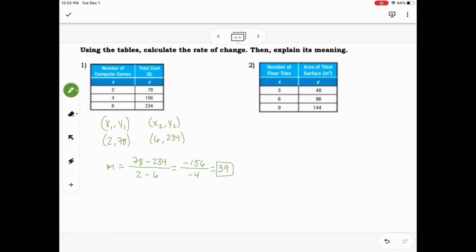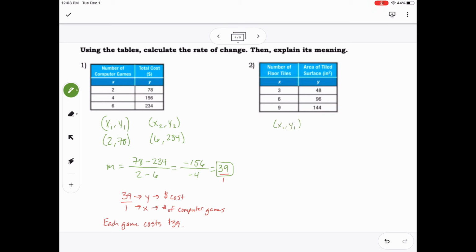Now I need to describe what this means, and so I want to write it as a fraction, so 39 over 1. So the 39 refers to the y's, the 1 refers to the x's. Now going back to your table, y represents money or the cost, and x represents the number of computer games. So if I'm thinking about this logically, that means that for each computer game, they're going to cost me $39. So each game costs $39. And then just a simple sentence like that.